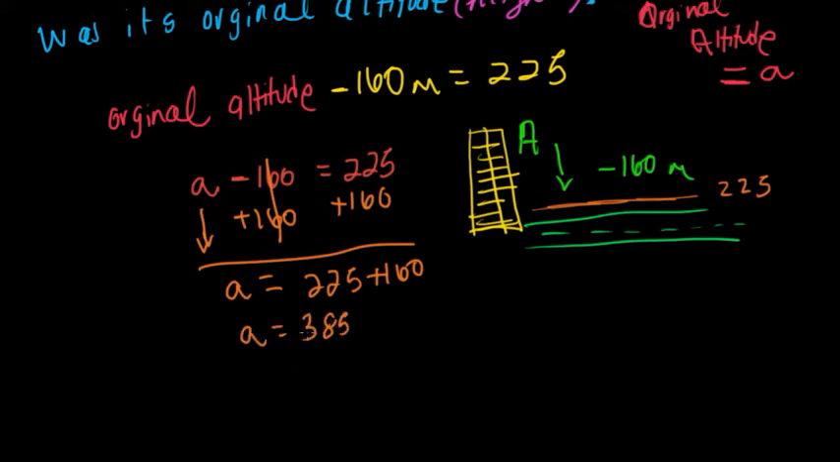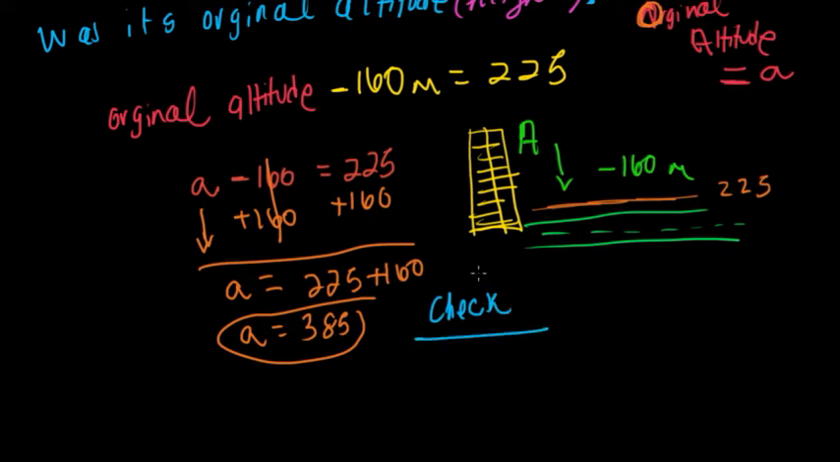That's what that means. What does A stand for? A stands for the original altitude. So that means our original altitude was 385 meters. Okay, meters. Let's go ahead and check it, just so we can know that it's right.